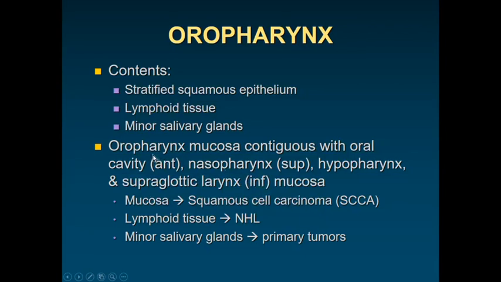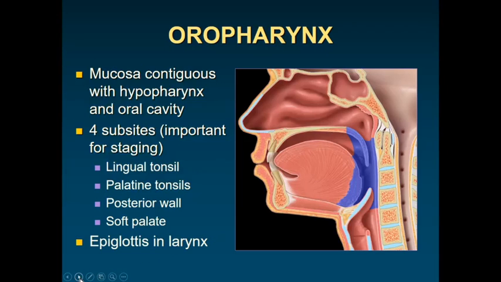And just remembering, there's no division between the oropharyngeal mucosa, which is contiguous with the oral cavity anteriorly, the nasopharynx above, and the hypopharynx below, as well as the larynx below. So just remember that mucosa is contiguous. For staging purposes, we think about the oropharynx in terms of 4 subsites, and those subsites include the lingual tonsil or base of tongue, as we've talked about, the palatine tonsils, which are seen laterally, not shown well on this graphic, the posterior wall of the pharynx back here, and the soft palate. The epiglottis itself, remember, is part of the larynx and not considered part of the oropharynx.